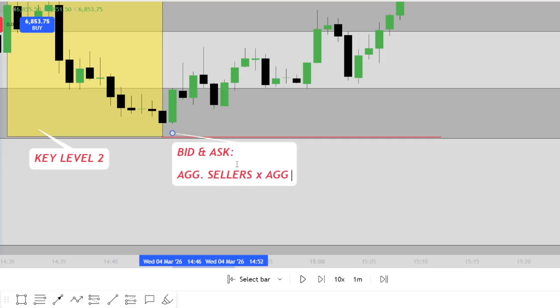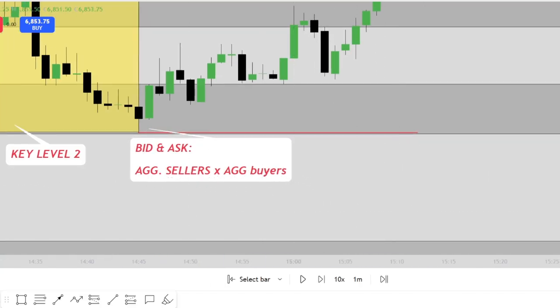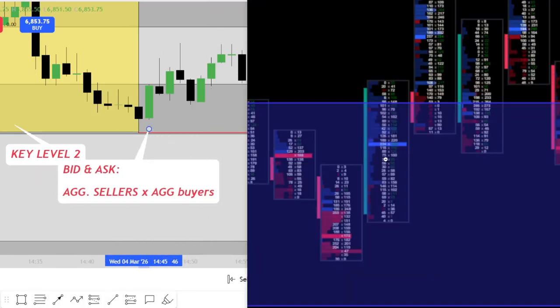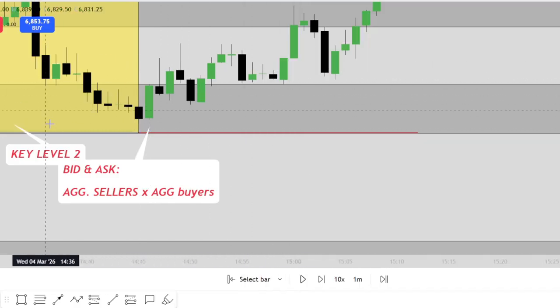Once you understand who the aggressive buyers and aggressive sellers are, you can start to understand what a footprint chart represents, because it tells you who is more aggressive. Is it the sellers or the buyers inside of this key level? Notice how we started with the key level. We waited for the market to enter the key level, and now we're looking at order flow. So this is step 3. You want to understand what was going on inside of this key level.